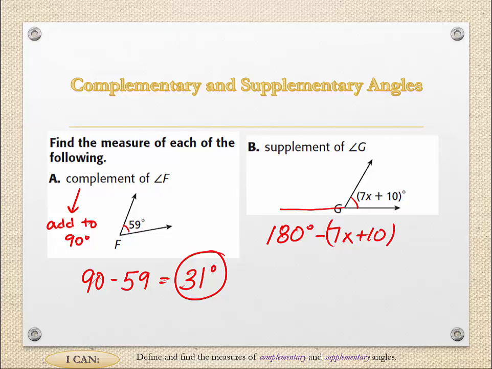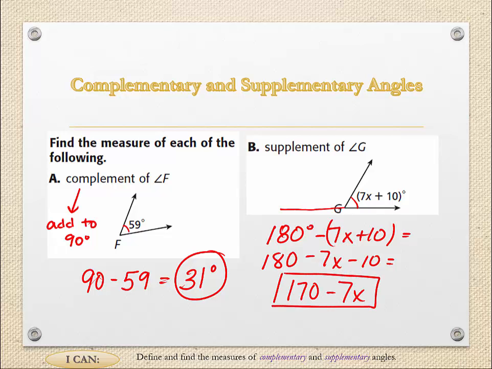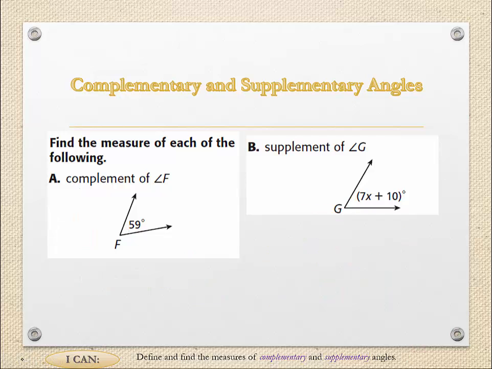Make sure that this is in parentheses because we want to subtract all of this. So if we were to simplify it, we would have 7x minus 10. We have to distribute that. So really, this is 170 minus 7x. Again, we're not asked to find x, we're just asked to find the supplement, which would be 170 degrees minus whatever 7x is. So now you should be able to define and find the measures of complementary and supplementary angles.